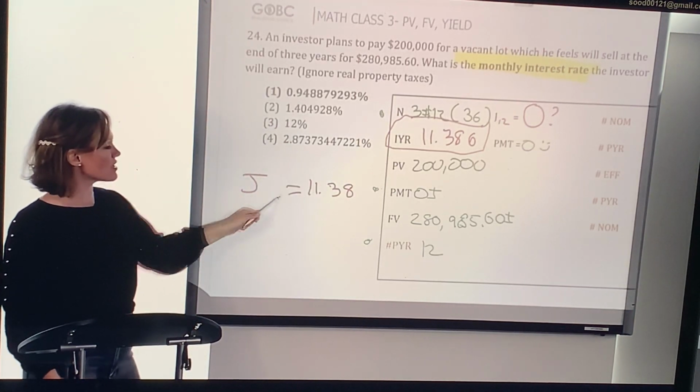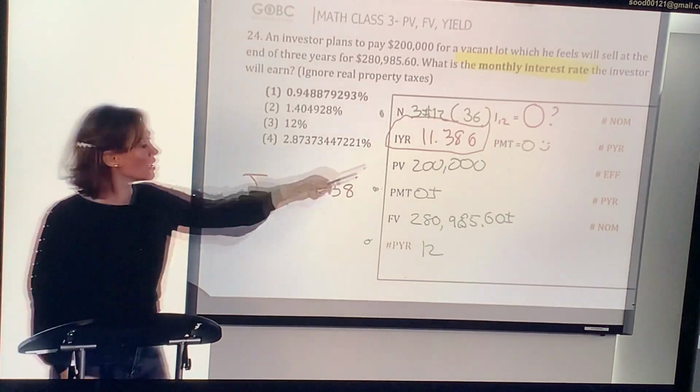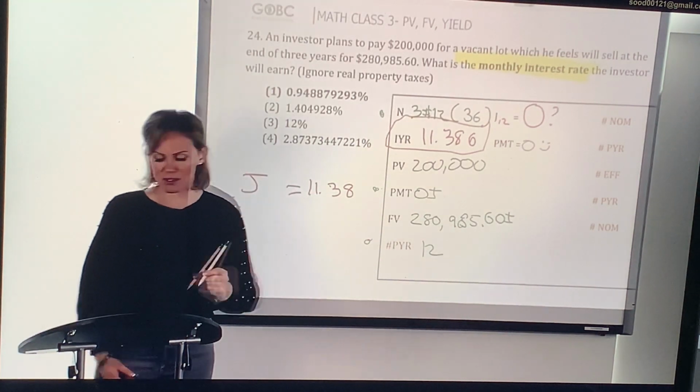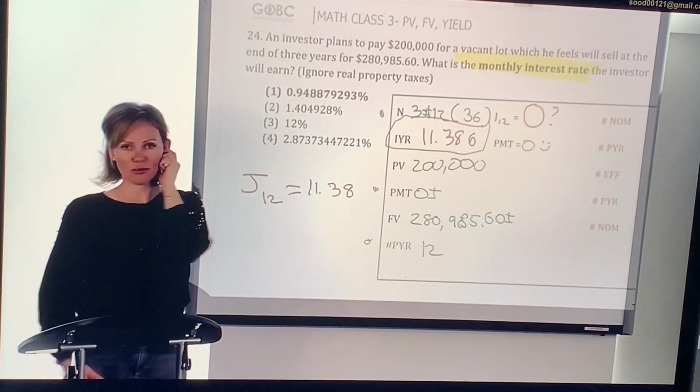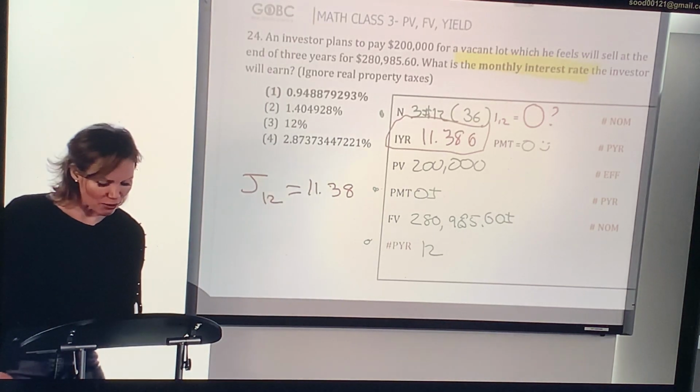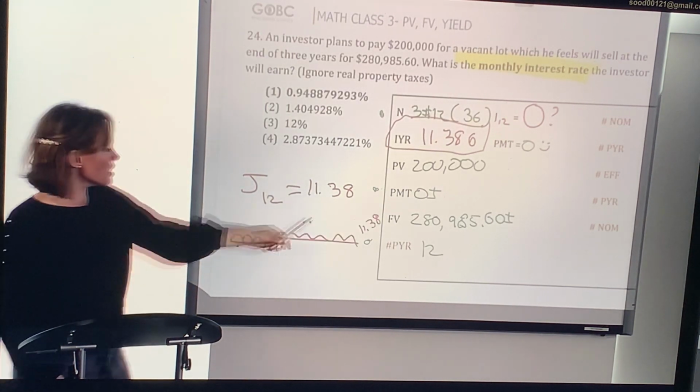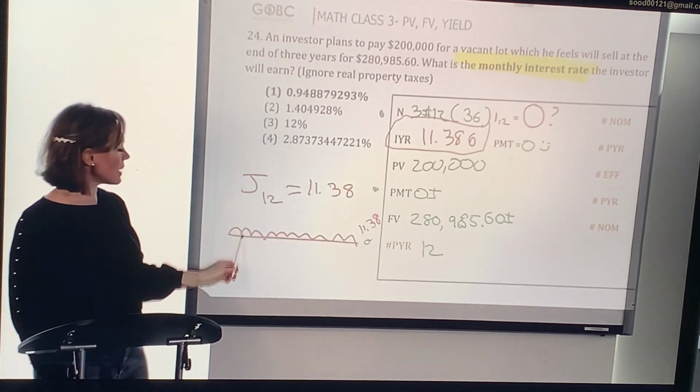But my question is, what is this? Is that a J1, J2, J12? How do you know? Look back at your PYR. If your PYR is monthly, that is your J12 that you just found, okay? So right now I have a J12 equals 11.38. So basically, for the full year, they're charging me 11.38, but it's a monthly compounding.